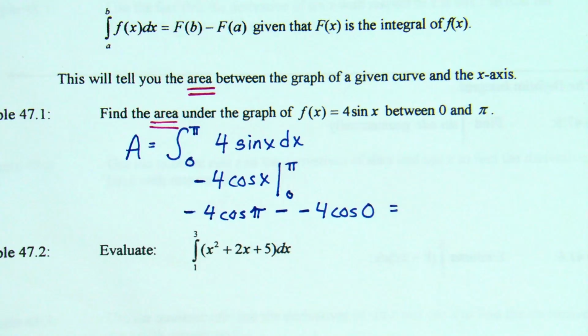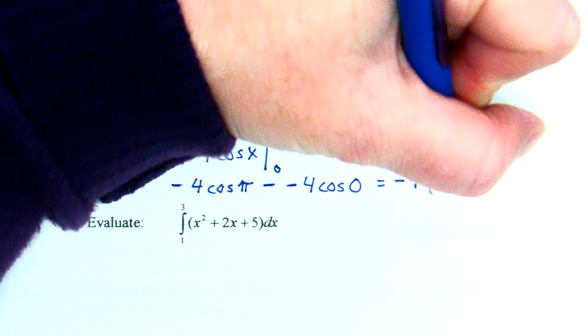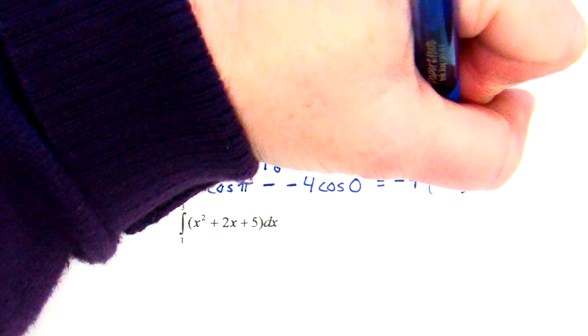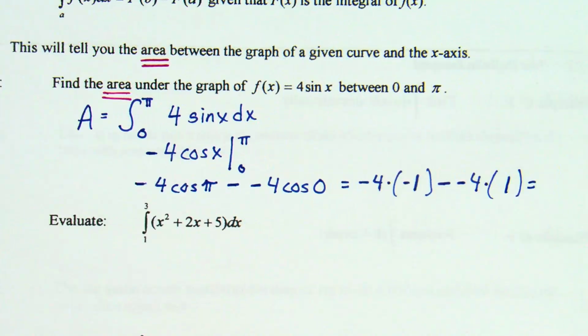So we have to know our trig values here. Negative 4 times, what's cosine of pi? Negative 1, minus negative 4 times cosine of 0. What's cosine of 0? Positive 1. And that's the math you're doing to finish this up.